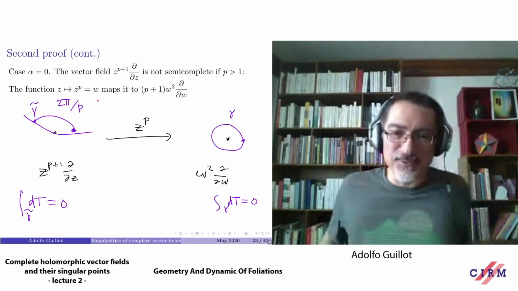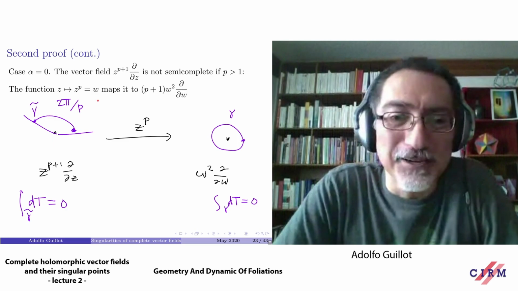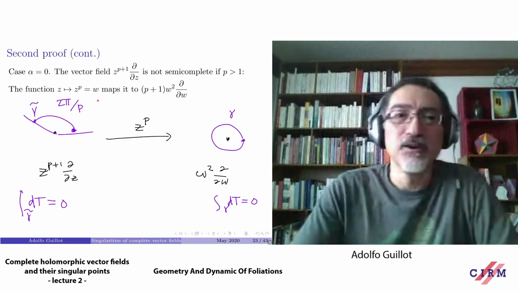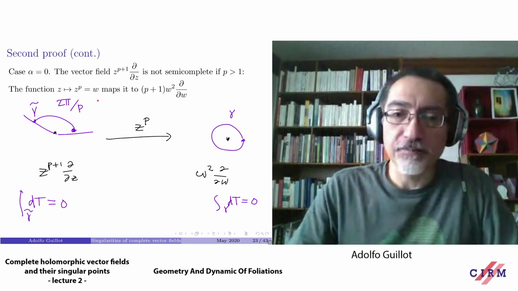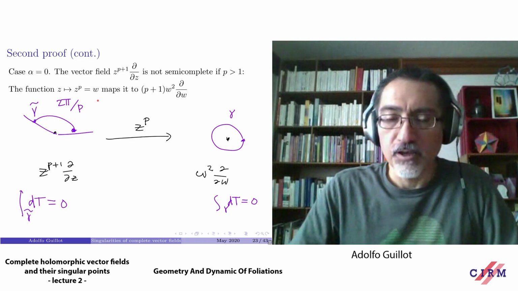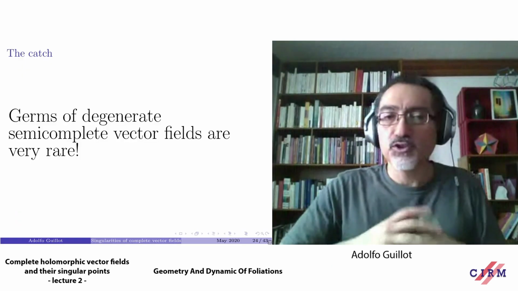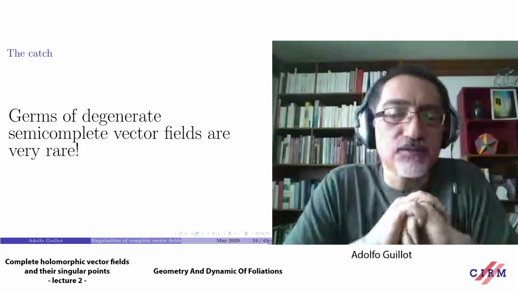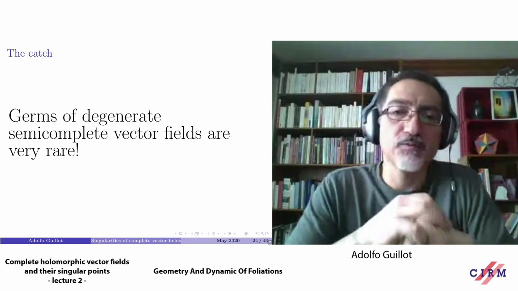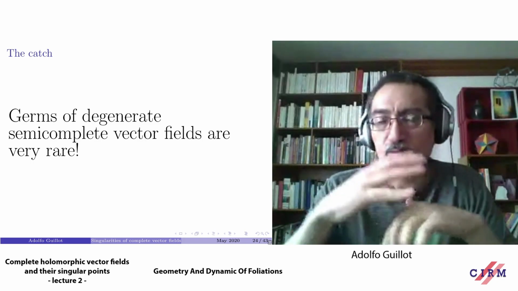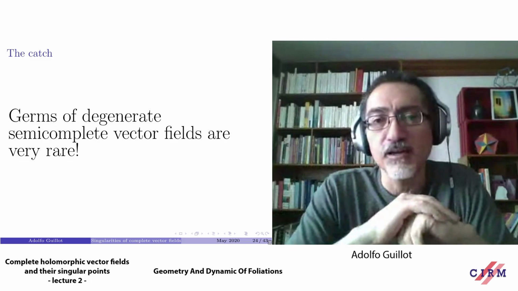And the advantage of you having the video is that you can go back and just see the slide for the statement. So the line to advertise all this will be this one: germs of degenerate semi-complete vector fields are very rare. That's what we just saw in dimension 1, and this will be the motivating line.